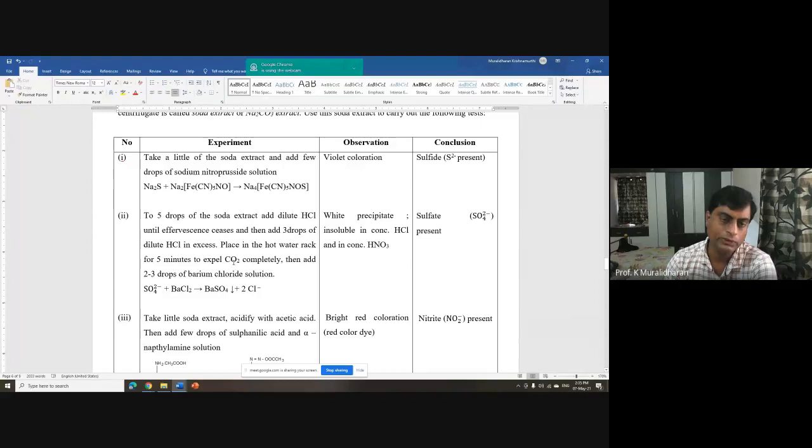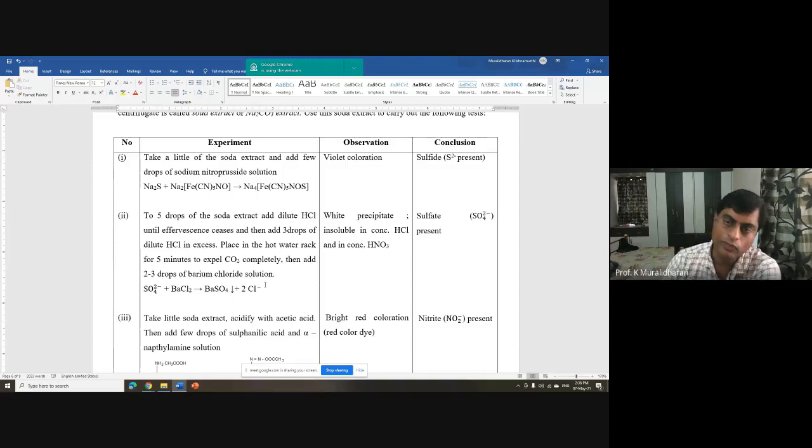Basically, because sometimes this has carbonate, right? Because we have prepared a sodium carbonate solution, there may be a little bit of carbonate also present in this. So you have removed the carbonate, as mentioned in this procedure. Then finally you have to add 2 to 3 drops of barium chloride.